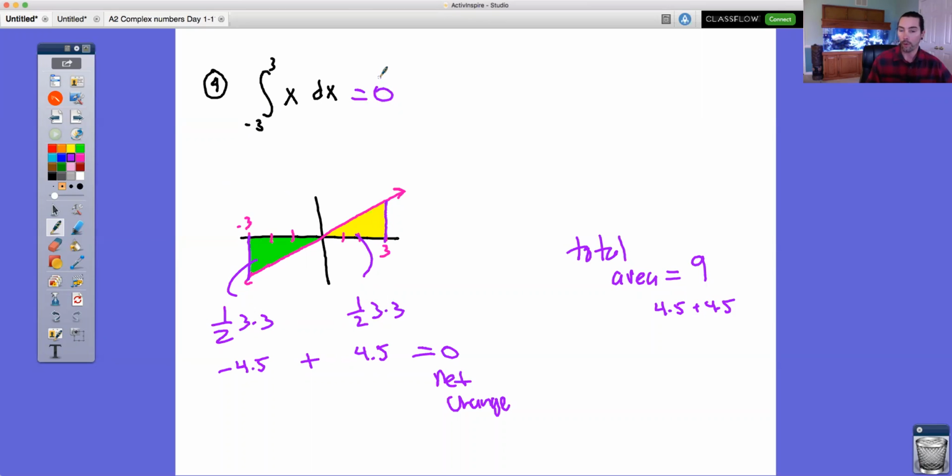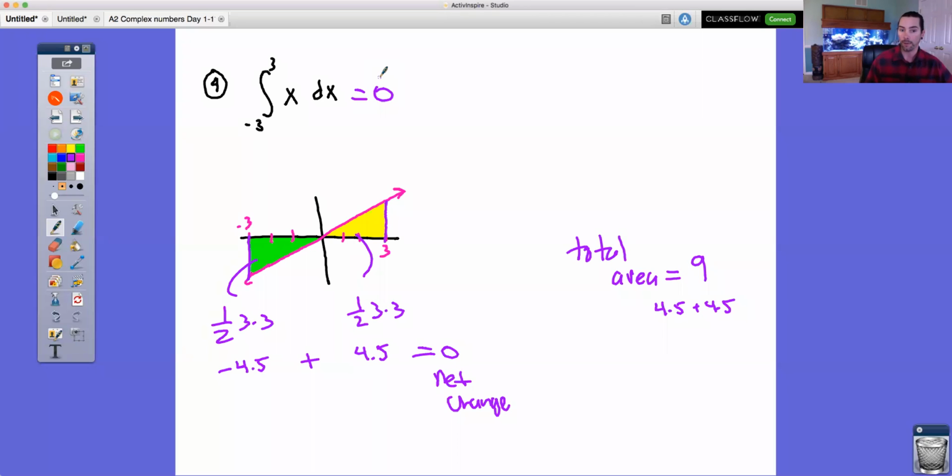Or for those of you that are runners that run around the track, you start at the start line. You run all the way around the track. You stop at that same start line. You ran 400 meters, but you've gone nowhere. So your net change is 0. That's a good example as well. Running around the track, a net change of 0. You started where you stopped, but you ran 400 meters.